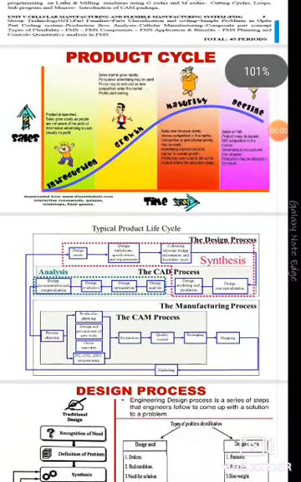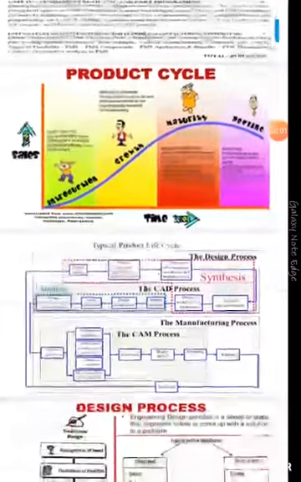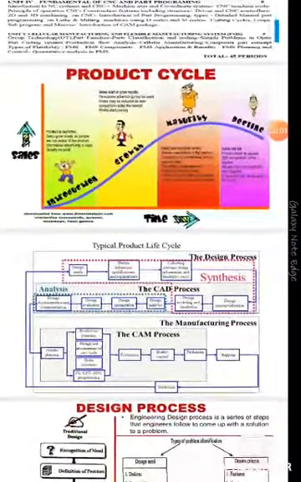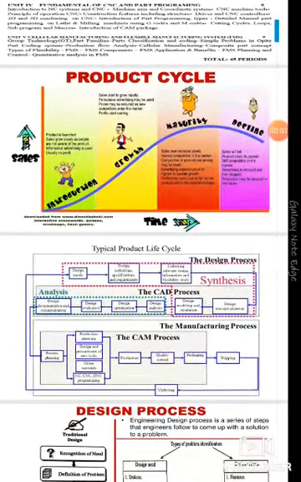We are discussing the introduction of computer aided design and manufacturing process. First of all, the product cycle. This product cycle is most important in industries, factories, or anywhere. The product cycle is a must for improving mass production and building up the production area planner.